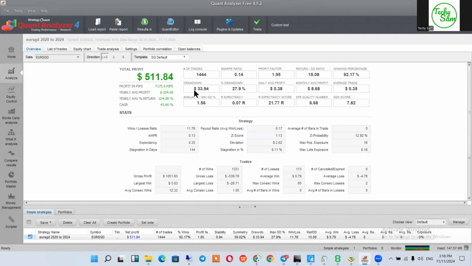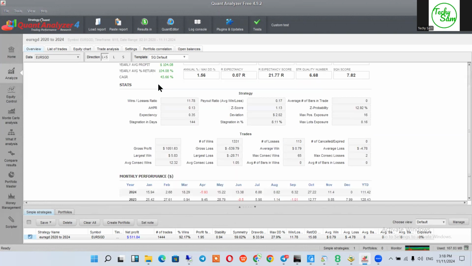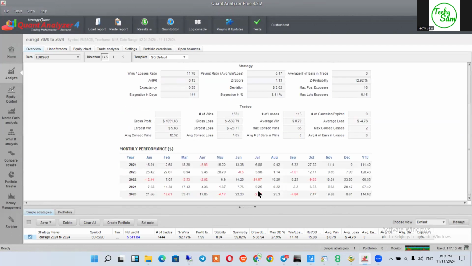Our drawdown in percentage was 27%, less than 30% drawdown. Not so small, but still manageable for a trading system that generates 500% in less than 4 years, because 2024 is not done. So in less than 4 years, we are up 500%. Cumulatively, you can see in 2020, we're up by 114%. In 2021, $97 was added.